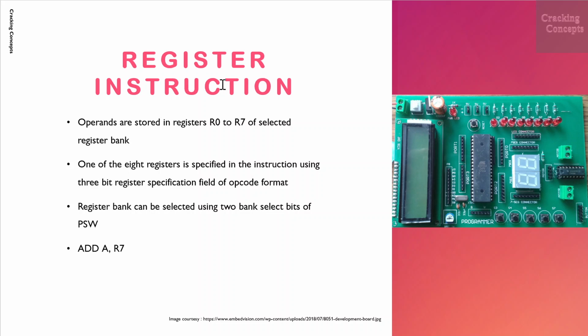Next is register instruction. In this addressing mode, operands are stored in the registers R0 to R7 of the selected register bank. One of these 8 registers is specified in the instruction using a 3-bit register specification field of the opcode format. A register bank can be selected using 2 bank select bits of the PSW. An example of this is ADD A, R7.